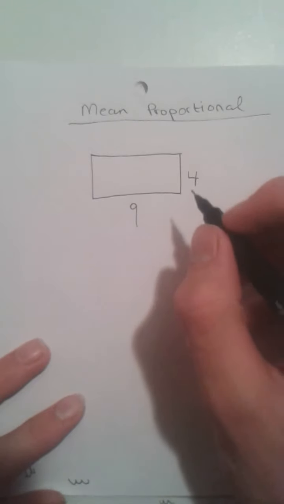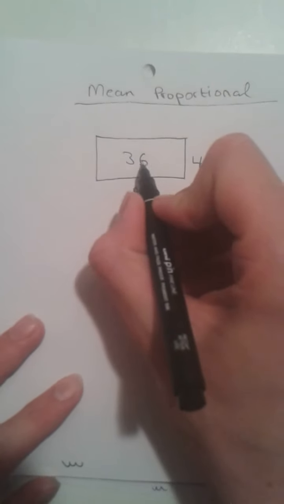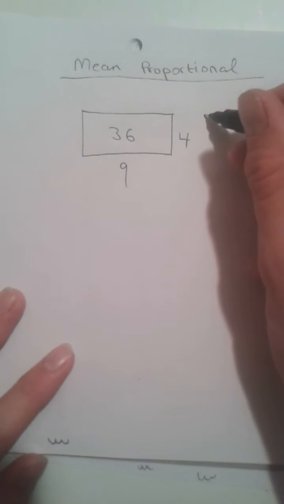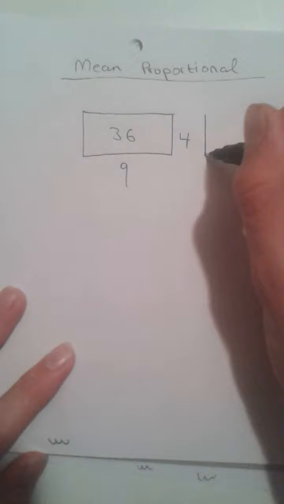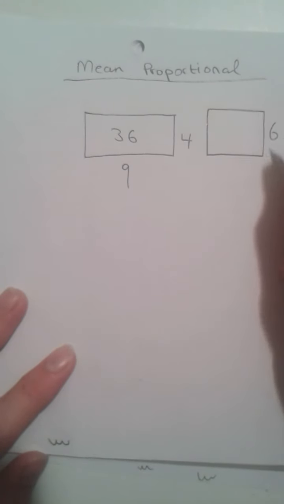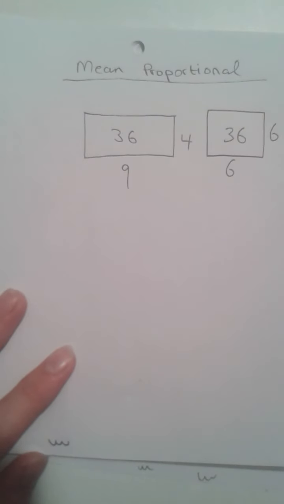We know that the area of this is 36. And if we were to have a square with the same area as this rectangle, then it would be a square with side length 6 by 6, which is also 36.